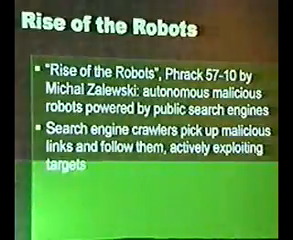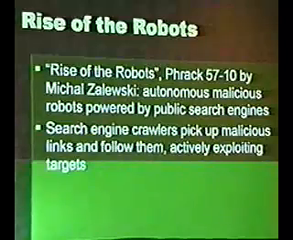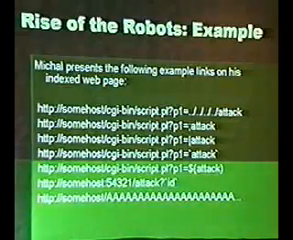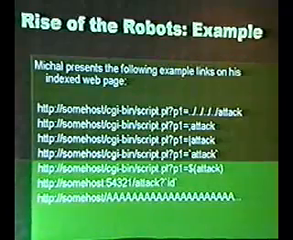Taking the automation thing one step further. Michal Zalewski came out with this very interesting article in Phrack 57 called Rise of the Robots. And his theory was, okay, there's search engines that are going out there every single day. They're crawling sites. They pick up links on the sites that they crawl, and they follow those links. When they follow those links, they grab more links, and they follow those links to more and more sites. That's basically how robots work. Well, what happens if you put malicious links on your web page? For example, links that are designed to attack other sites. CGI scripts are a good example of this.